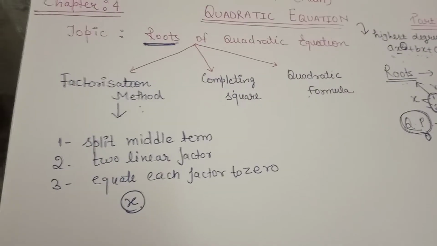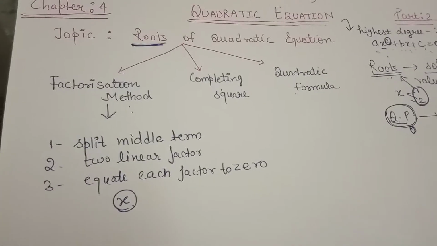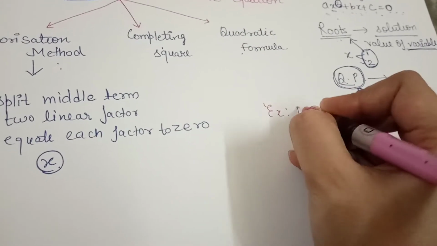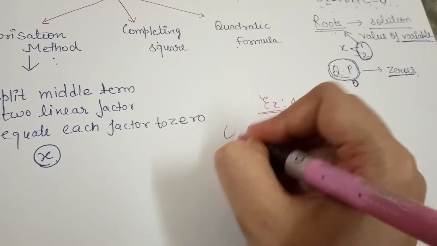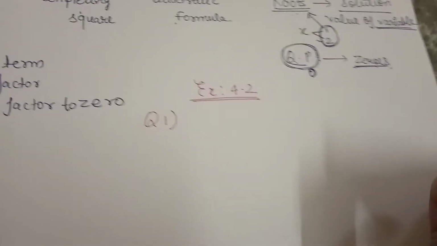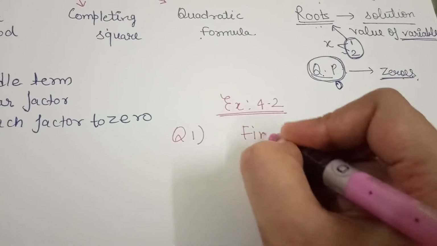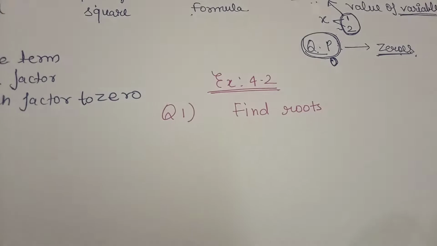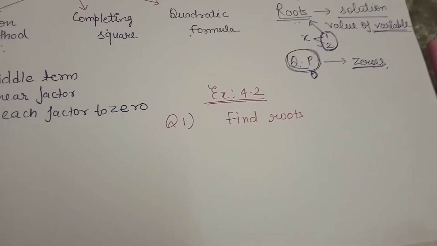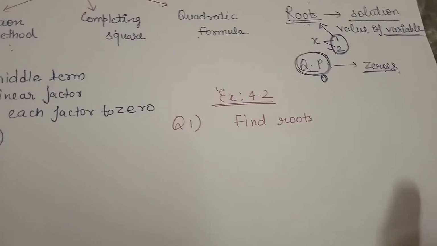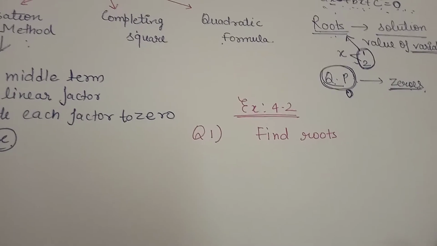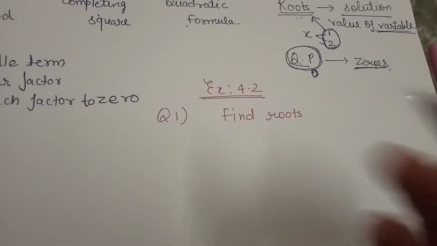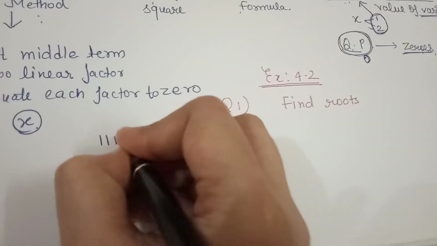So let's start this method, and for this we will do exercise 4.2. So let's start exercise 4.2 and take the first question of exercise 4.2. It is written that you find roots of the following quadratic equations by using factorization method. Yes, it is written or not? Okay, so there are total 5 parts. I will do 2, any 2. So I am taking the third one first.